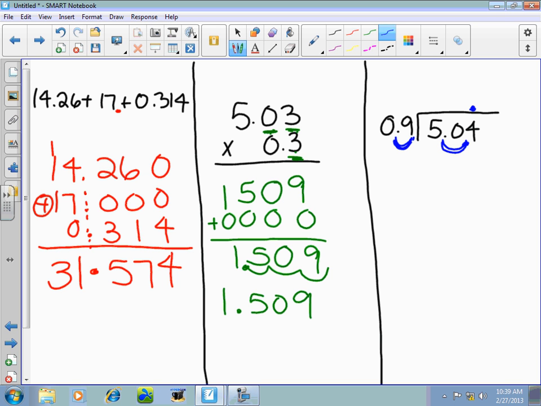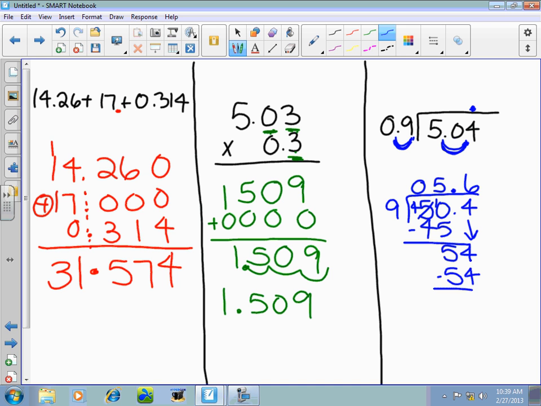So over, up. So I'm going to rewrite that problem just because I don't like the mess. Do you see how it's the same? Okay, 9 goes into 5. It doesn't. 9 goes into 50. What is it? 5 times. 45. Bring down that 4. 9 goes into 54. Good. 6 times. Okay, and you have a 0 as your remainder.